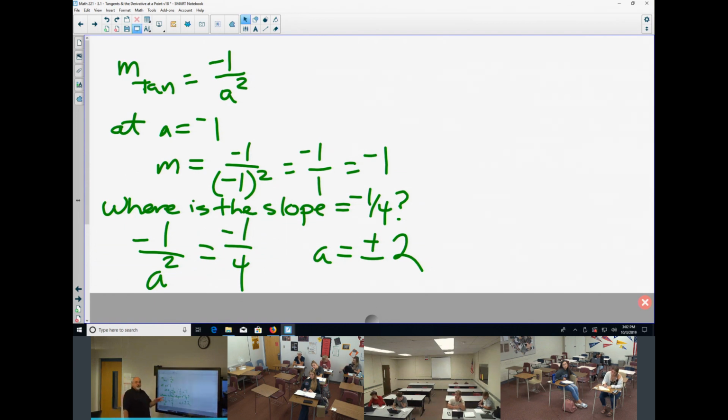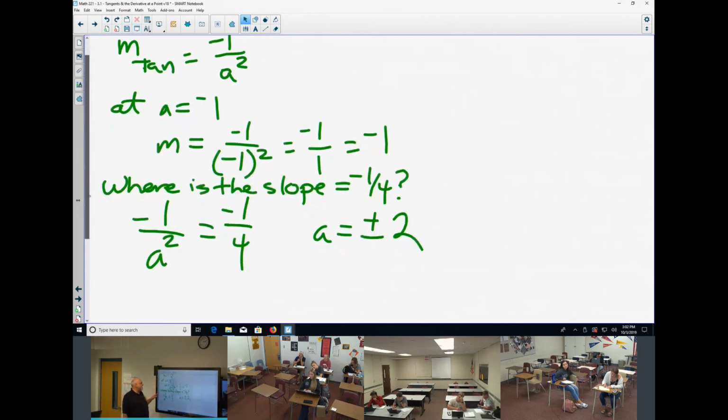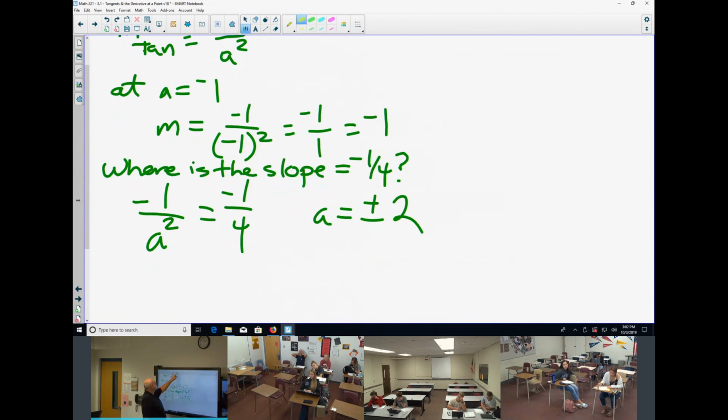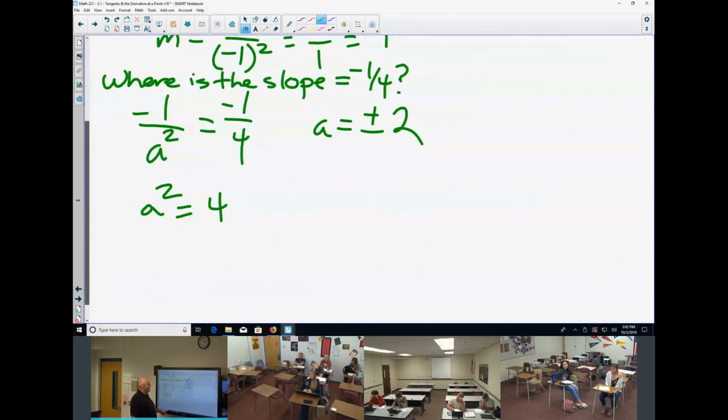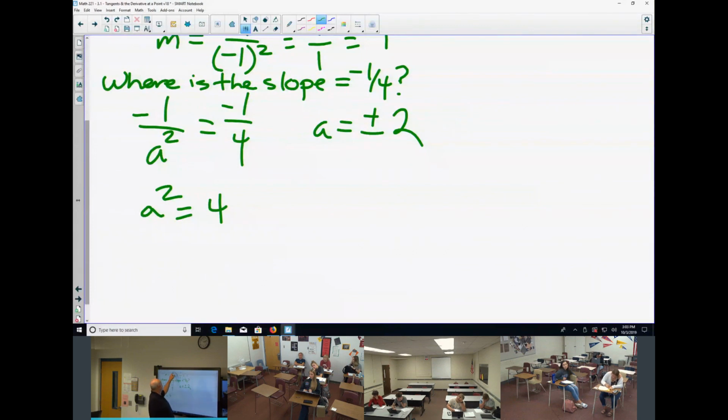Well, another little algebra trick. If you have two fractions that are equal to each other, and the numerators are the same, then you can just ignore those and set the denominators equal to each other. That means a squared would be equal to 4. So a would be plus or minus 2. So those are the specific values where the slope is negative 1/4, or whatever it is that you're wanting to find.